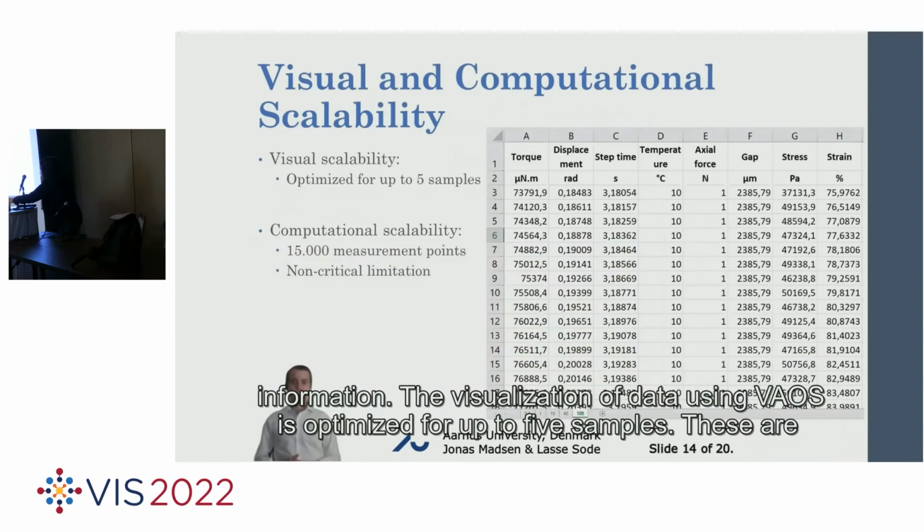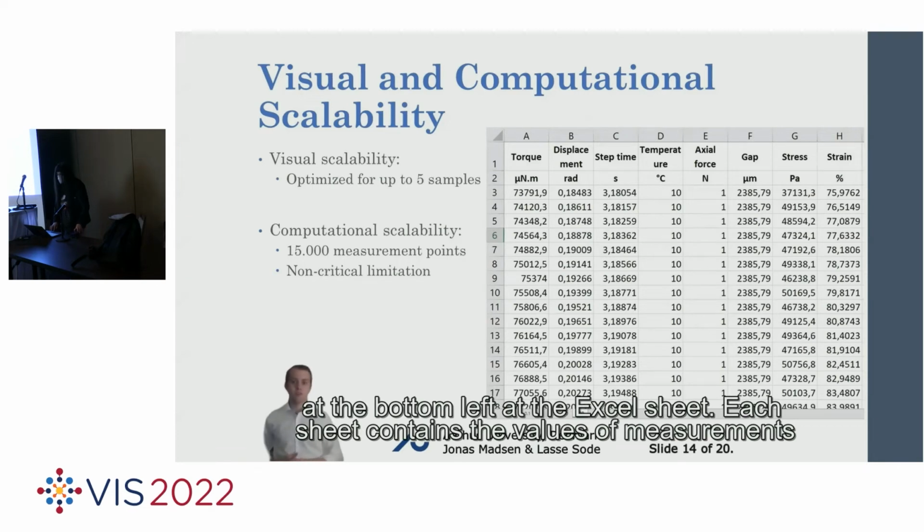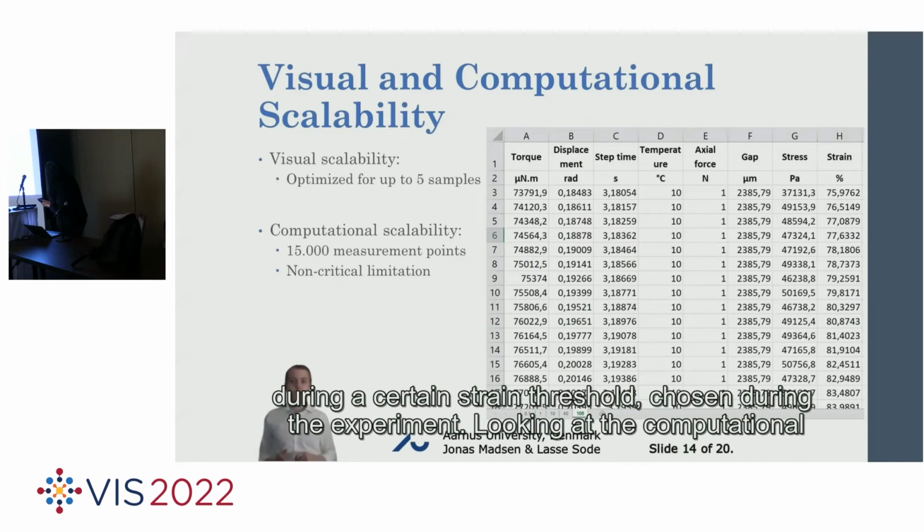The visualization of data using VS is optimized for up to 5 samples. These are stored in 5 separate Excel files consisting of 5 sheets each. You can see the sheet structure at the bottom left of the Excel sheet. Each sheet contains the values of measurements during a certain strain threshold chosen during the experiment.